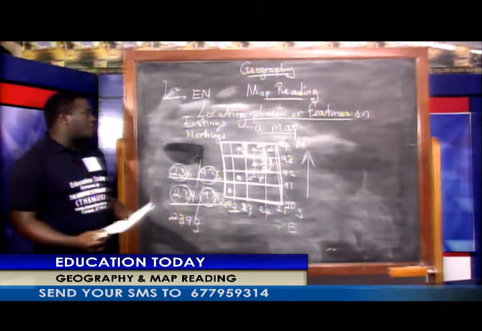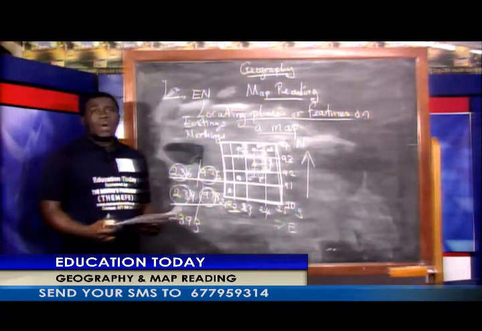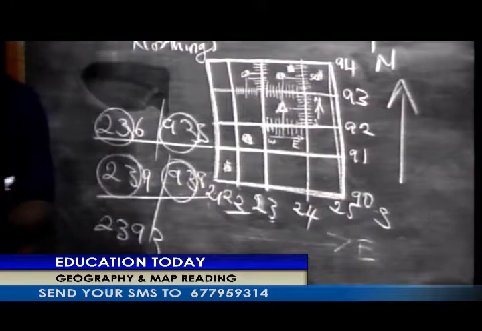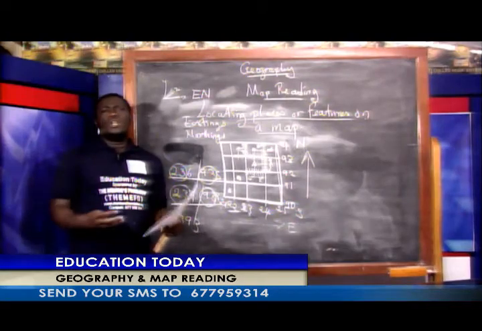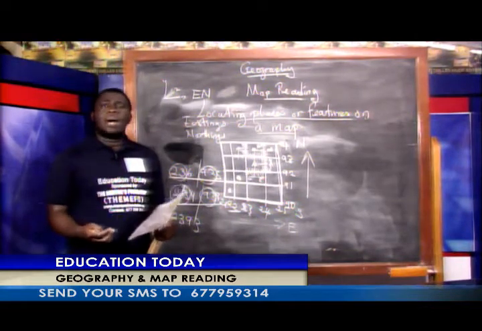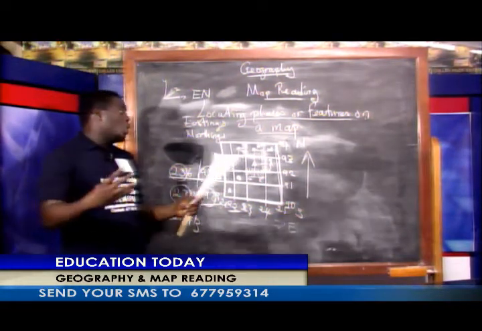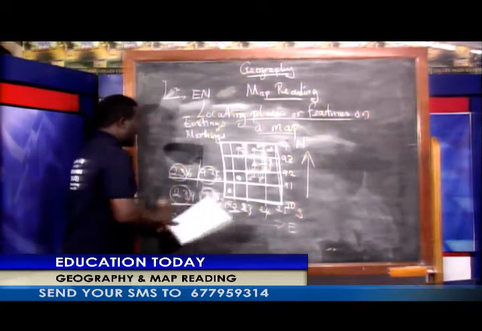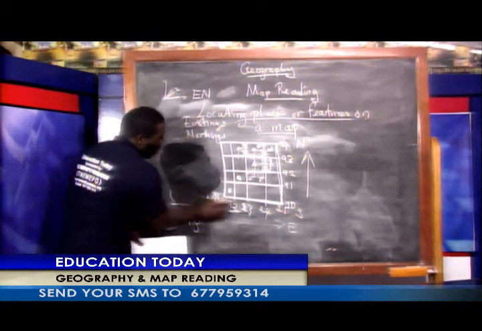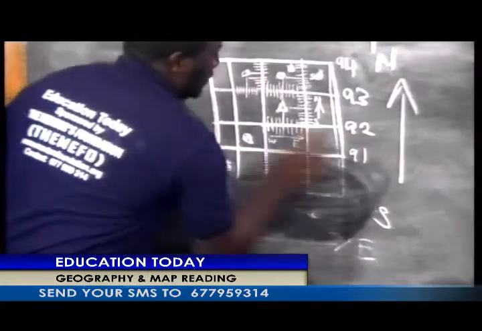We want to dive into another area, how we can locate features on the map. We want to look at our cardinal point. How do we use the cardinal point to locate features on the map? The cardinal point simply refers to an arrow or a block arrow, group of arrows showing direction. Let's look at our cardinal points.